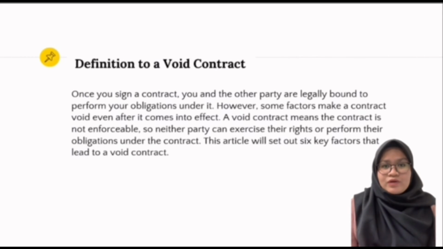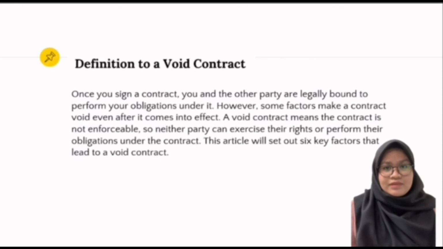Once you sign a contract, you and the other party are legally bound to perform your obligations under it. However, some factors make a contract void even after it comes into effect. A void contract means the contract is not enforceable, so neither party can exercise their rights or perform the obligations under the contract. This article will set out 6 key factors that lead to a void contract.